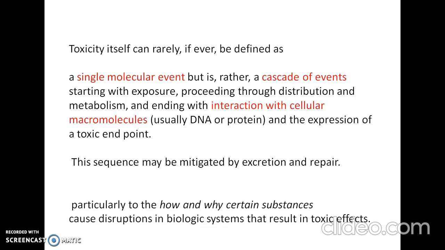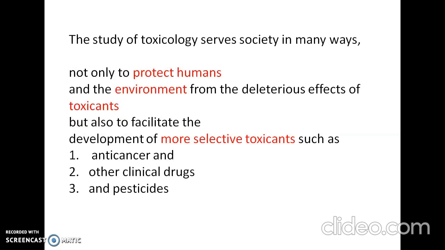Now here the dose matters, particularly in how and why certain substances cause disruption in a biological system that can result in a toxic effect. So the dose matters, in why certain substances can disturb a biological system in order to lead to the toxic effect. For this we have particular mechanisms, showing how they produce cascade changes in the system.